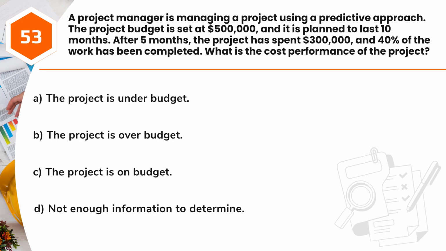Question 53. A project manager is managing a project using a predictive approach. The project budget is set at $500,000, and it is planned to last 10 months. After 5 months, the project has spent $300,000, and 40% of the work has been completed. What is the cost performance of the project? A. The project is under budget. B. The project is over budget. C. The project is on budget. D. Not enough information to determine.